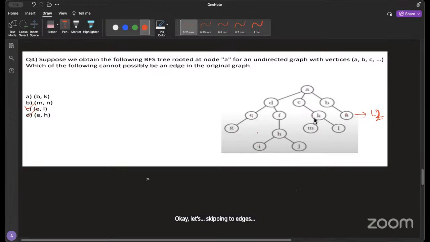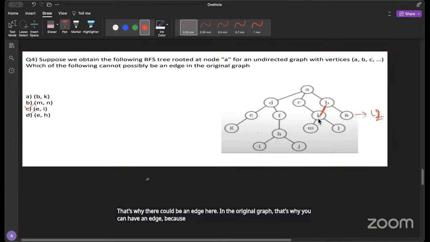BK also it can't connect, right? B is the first level, right? Level 1. Yeah, BK you can connect because K has already been mentioned under C. So BK you can connect. It is already visited when C is done. That's why there could be an edge here. In the original graph, you can have an edge because it has already been visited via C.